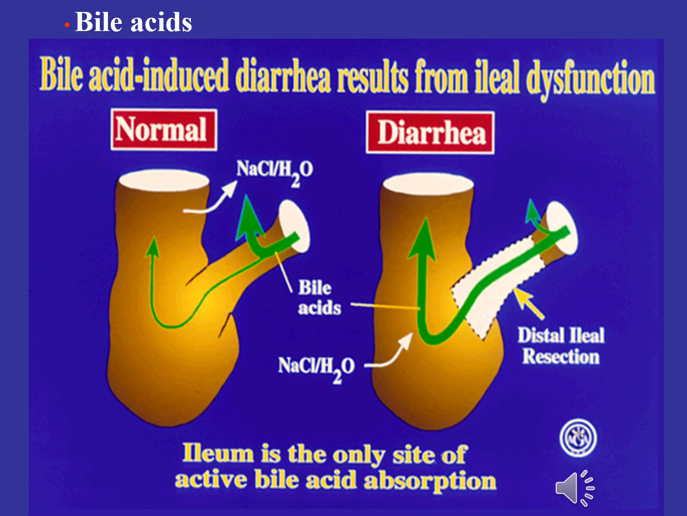Diarrhea can also occur secondary to secretion of fluid from the colon, and one of the causes is the presence of bile acids. As I have already mentioned, bile acids are normally absorbed from the terminal ileum. So if the terminal ileum is diseased, like in Crohn's disease, or if the terminal ileum has been resected for some reason, or if there is malabsorption of bile salts from the terminal ileum, then bile will reach the colon and will stimulate secretion of water from the colon, hence the bile salt-induced diarrhea.